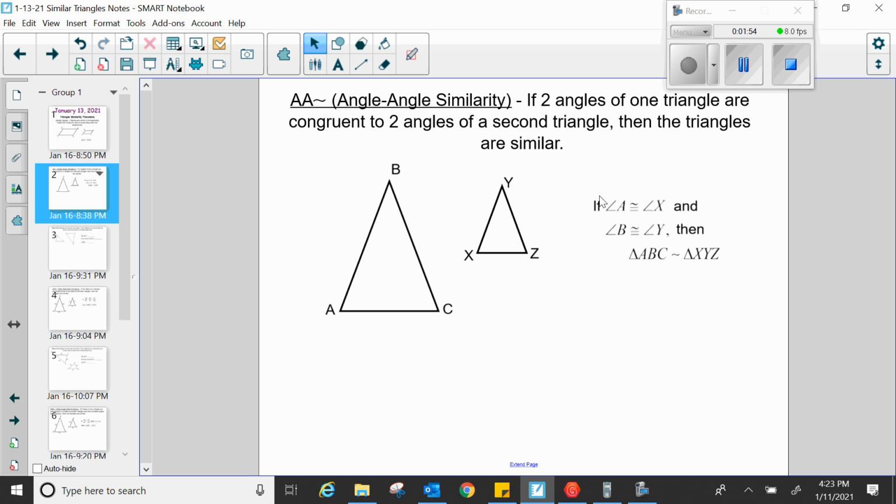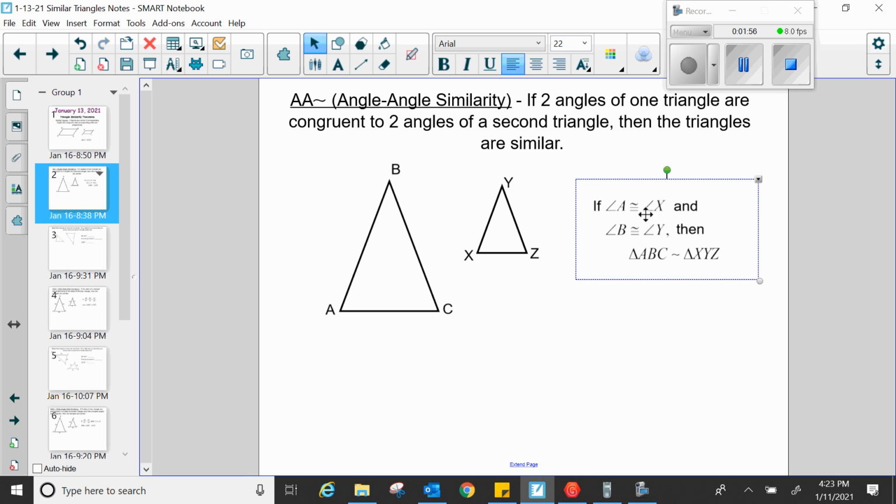So right over here, that I just made a box around it, it says, let's see if I can write. There we go. It says that if angle A is congruent to angle X, and angle B is congruent to angle Y, well, there you have your two angles congruent to other two angles in the triangle. So boom, they're similar triangles. So then they put the similarity statement. Triangle ABC is similar to triangle XYZ.